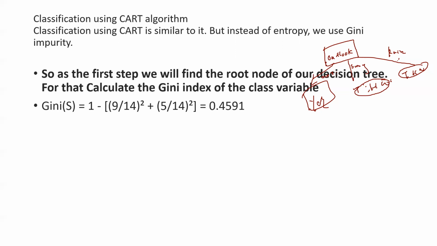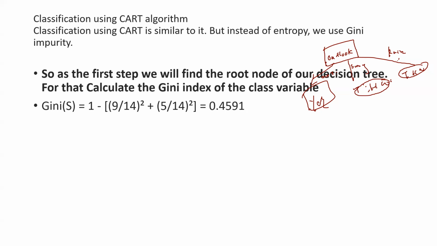Let's say that I want to calculate with respect to Gini. The procedure remains the same: calculate, fight between the root node candidates, then come to the conclusion. That remains the same, but the formula changes. In Gini, first we need to calculate the Gini index for the dependent variable, which is the class. So it is 1 minus 9/14 the whole square plus 5/14 the whole square, which is 0.459.